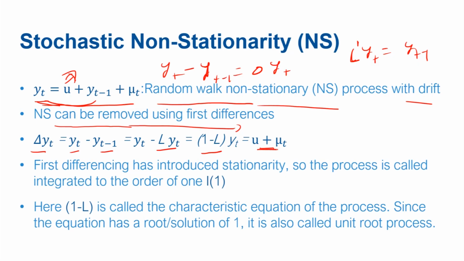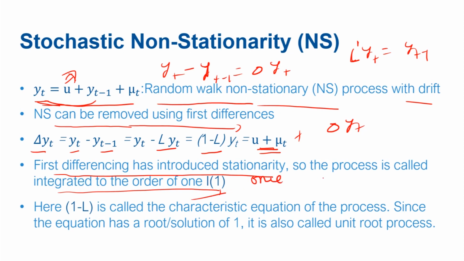Now this is a stationary process. As you can see here, this is a stationary process. That is, delta yt is a stationary process. So the first differencing has introduced stationarity, and therefore the process is called integrated of order 1, because we only needed to take first difference once. So we only did the first differencing once. So this is called integrated of order 1. If you remember, we said the process is ARIMA, where I represents this order of integration.